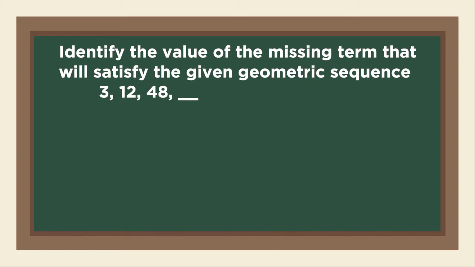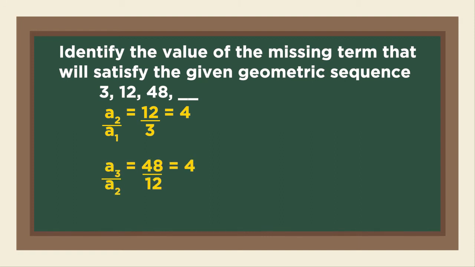blank. The missing term is the succeeding term that comes after 48. To obtain the missing term, let's first determine the common ratio by dividing a sub 2 by the first term a sub 1. Let's substitute the values: 12 divided by 3 will give you 4. Or we can also use a sub 3 divided by a sub 2. Our a sub 3 is 48 divided by a sub 2, which is 12. 48 divided by 12 will also give us 4. Therefore, our common ratio is 4.